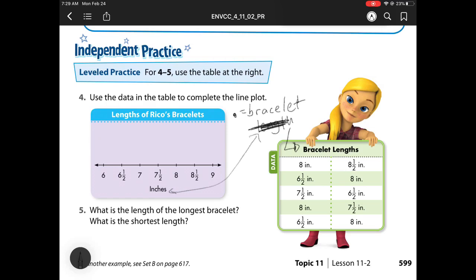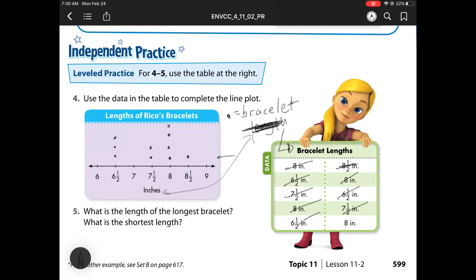So here we have an 8-inch. Here we have an 8.5-inch. And remember, I always want to keep the dots on that same line all the way across so I can tell how high or low they are comparatively. Here's another 8. Here's a 7.5. Here's a 6.5. Here's another 8. Here's a 7.5, here's a 6.5, and here's one more 8.